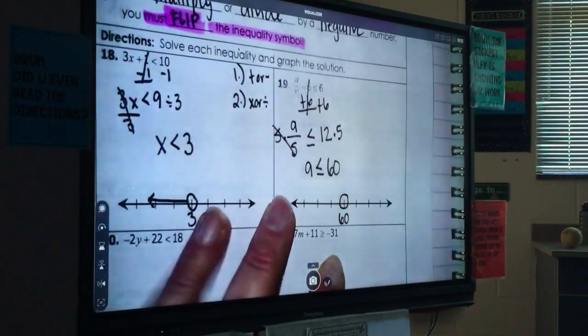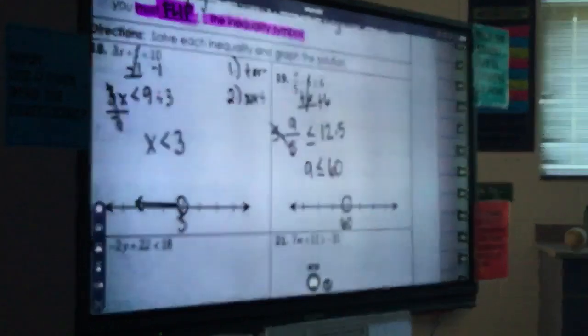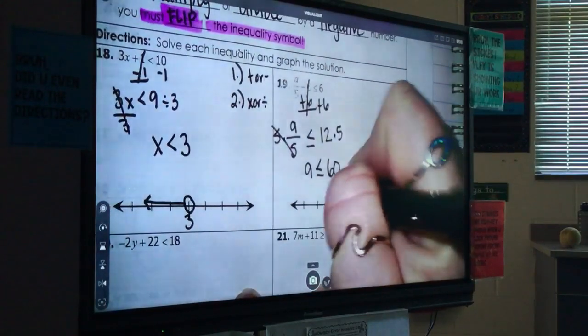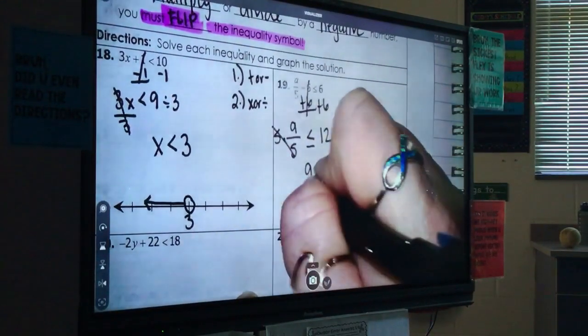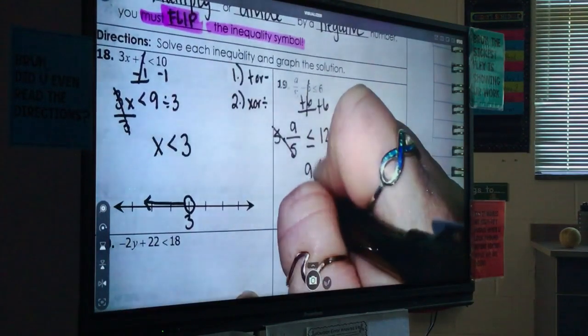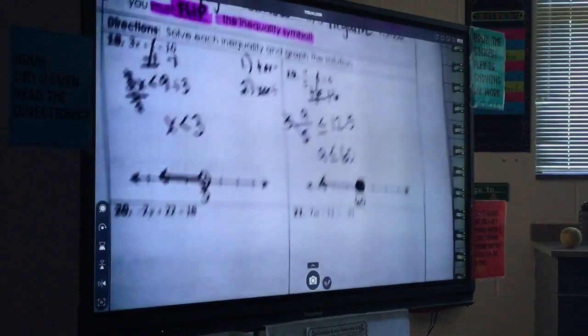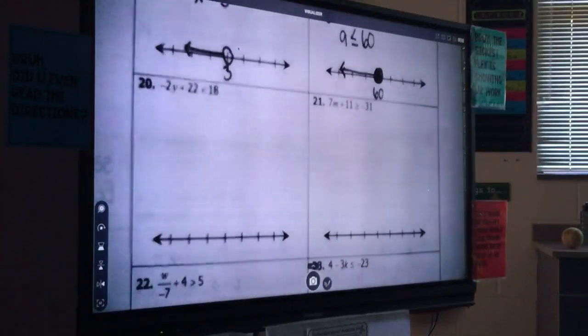Open or close circle? Close circle. And then which direction is it going, to the left or to the right? You all right over there, Brayden? That was a bit of a struggle there. All right, I want you guys to do 20 and 21 on your own. Stand up when you're done.